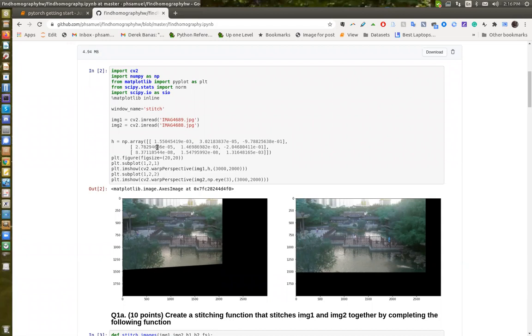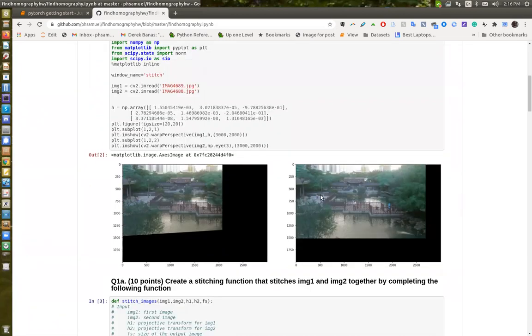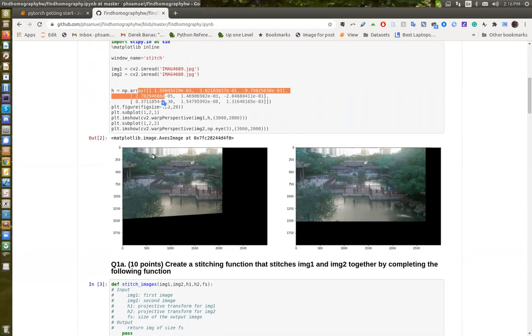In the first part, I want you to stitch the images together given the homography. You have the known homography, and you are going to stitch them together. I've given you the H here. Now I show you this warping function. Let's say I have this H. If I start with this image one and warp it with this H here.